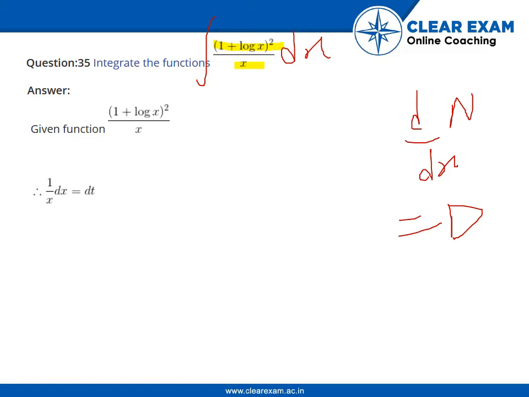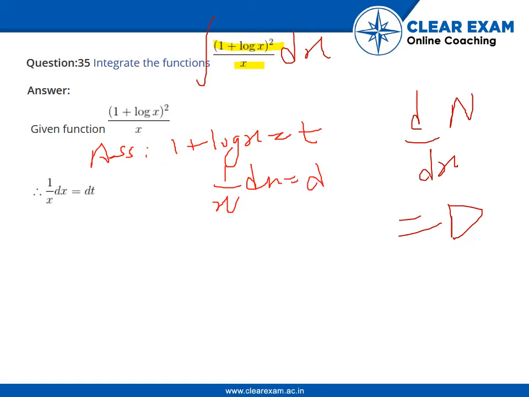They missed a step here. We have to assume that 1 plus log x is equal to t, and differentiating it on both sides with respect to x, we get 1 by x dx is equal to dt. That is written over here.